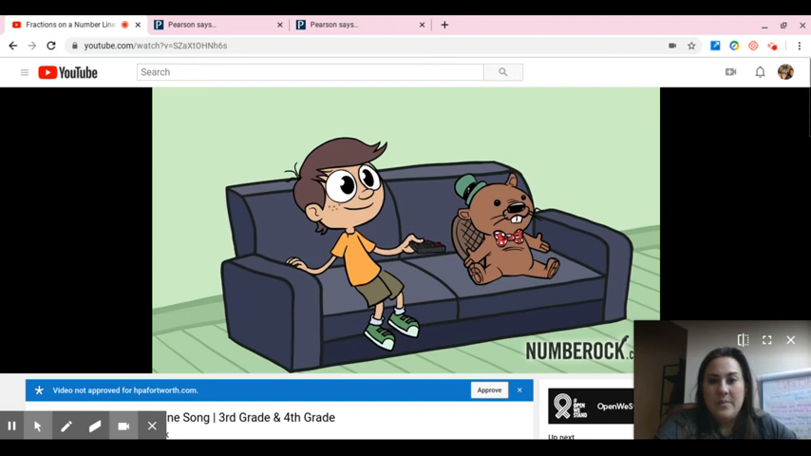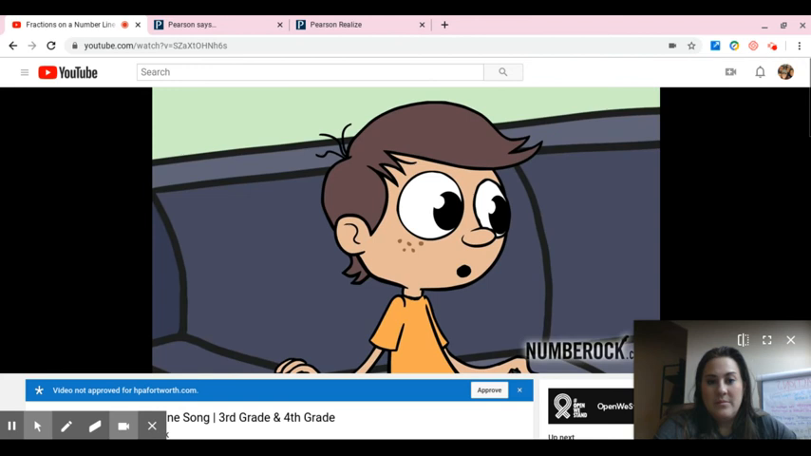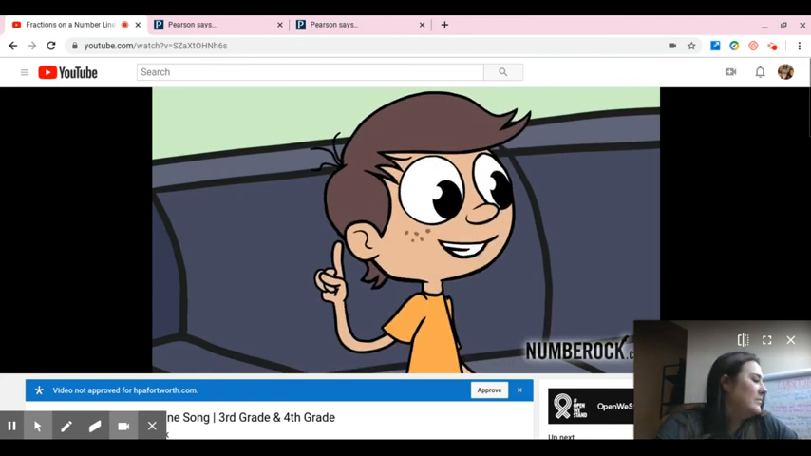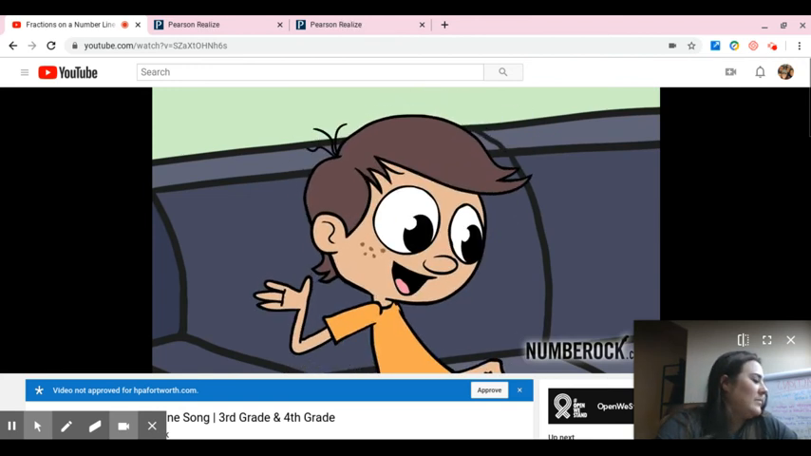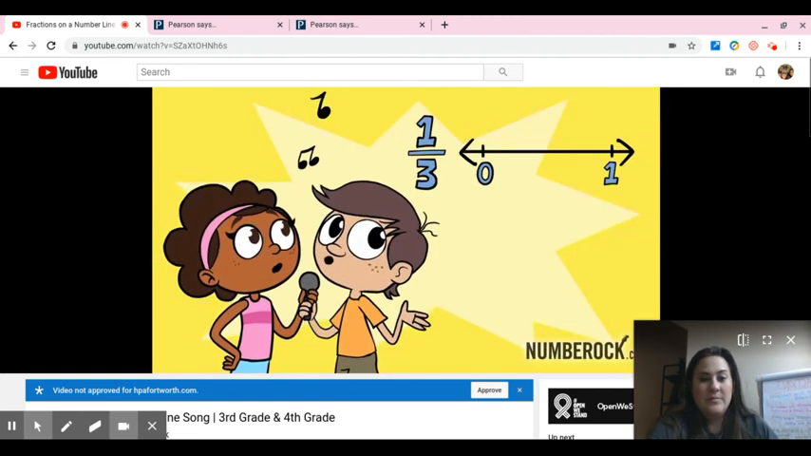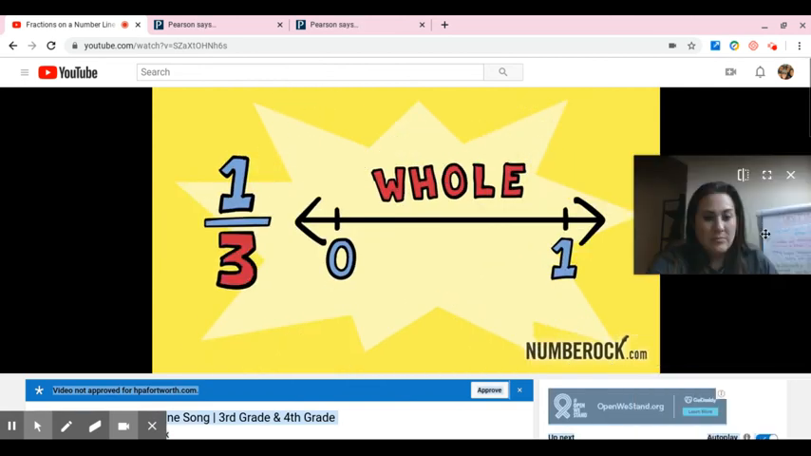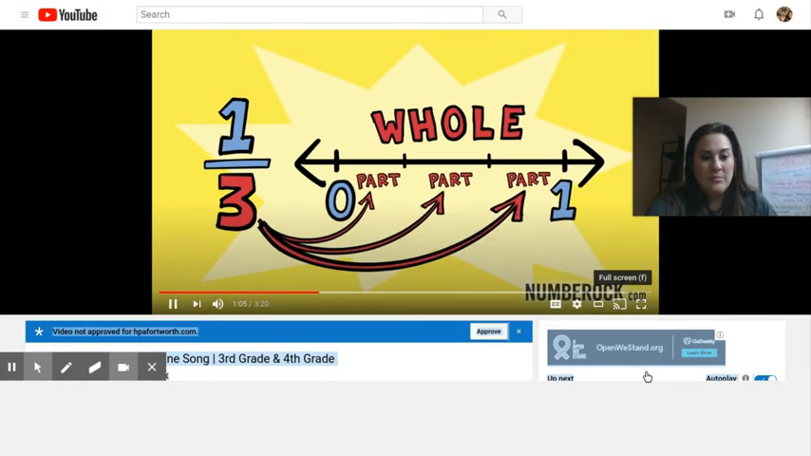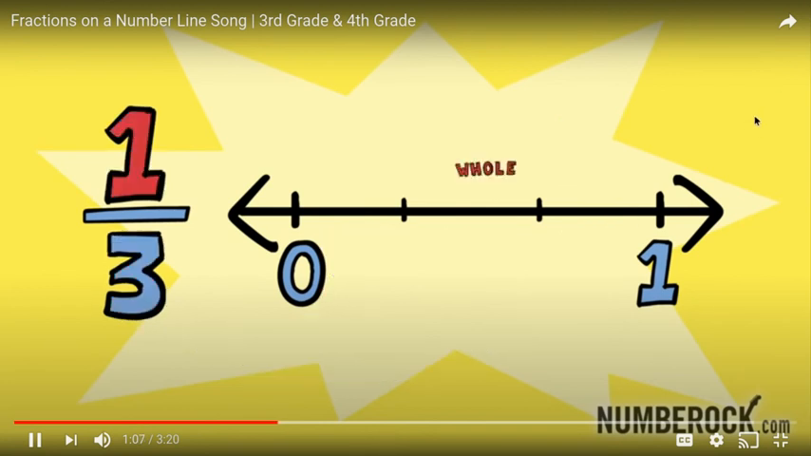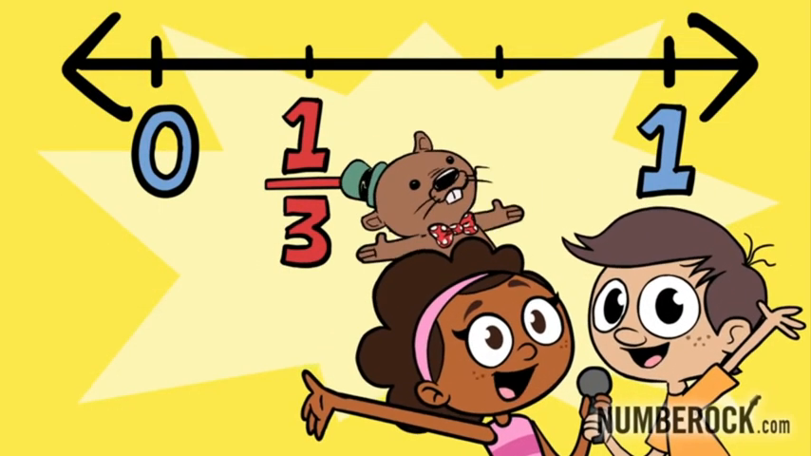My stuffed animal can't talk, but I thought I heard: Hey Ben, on the number line, where's 1/3? I said first draw a line with 2 arrows. And hey, I know a cool tune. Here's how it goes. 0 to 1 is the whole that we split apart. The denominator tells us into how many parts. Make a line that starts from 0 to the first mark. And 1/3 is what you'll find when you get that far.